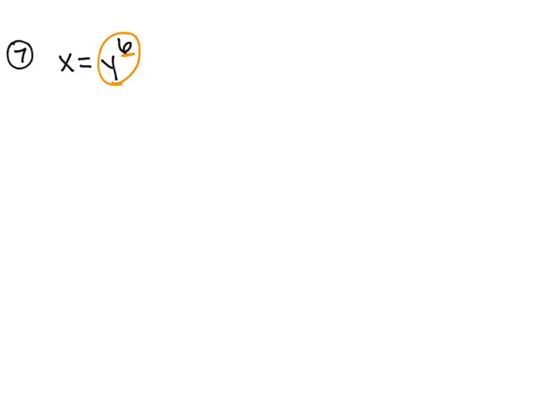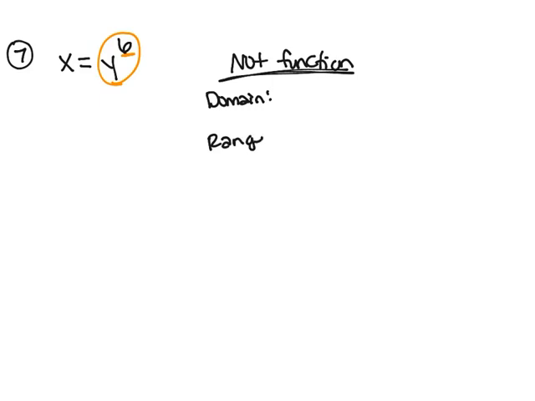So you don't want your y in control, because if your y is in control, then you do have the possibility of your x repeating. So this would not be a function. So you would say not a function in that first blank. And then underneath, you have a blank for domain, and you have a blank for range.